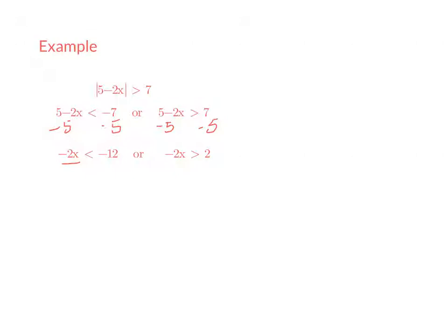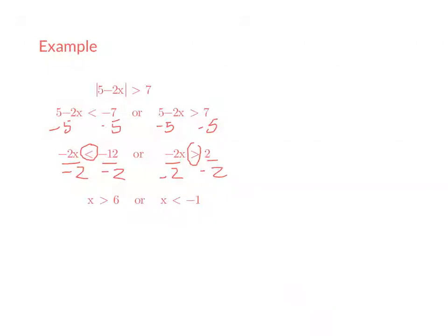Okay? But remember now, whenever we're dividing by a negative number, what do we have to do? We have to change the sense of the inequality. Okay? So that we're going to have to do in both cases, yielding our final result. So our final result is x is greater than 6 or x is less than minus 1.